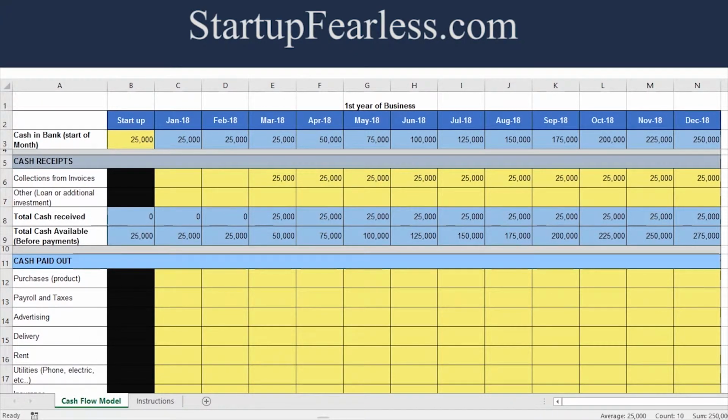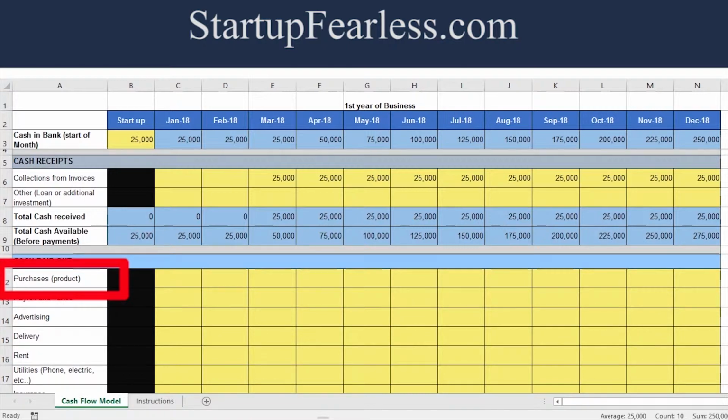The next row is for other. In this row we have other receipts that we might anticipate coming in for either loans or additional investments that the entrepreneur might make into the company. For this scenario, at this point in time, we're going to leave this blank and we'll work our way down to cash paid out. In the cash paid out section, this is all the invoices, any expenses, any costs that we have on a monthly basis that we plan to pay out of the company.